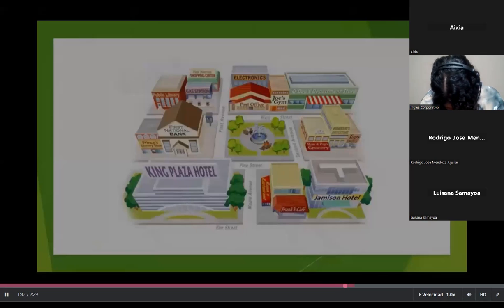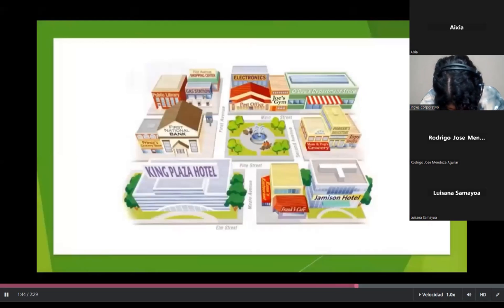Prepositions of place. Let's go over the prepositions by looking at the map. The post office is on Main Street. The gas station is next to the public library. The shopping center is close or near the public library.